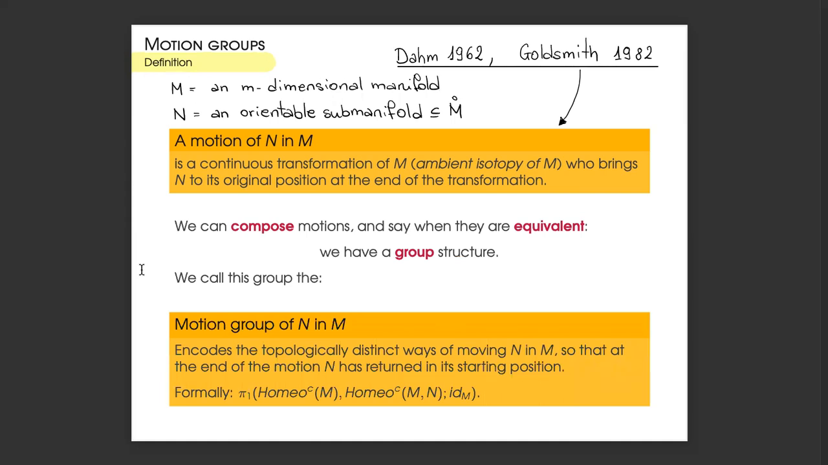So we can compose motions, and we can say when they are equivalent. So we have a nice group structure, and we call this the motion group of N in M, which encodes the distinct ways of moving N in M, as we saw, so that at the end of the motion, N has returned to its starting position. We can see this as the fundamental group of the homeomorphisms with compact support of M that preserve N, with respect to the homeomorphisms of the pair M and N, always with compact support, taking the identity as base point.